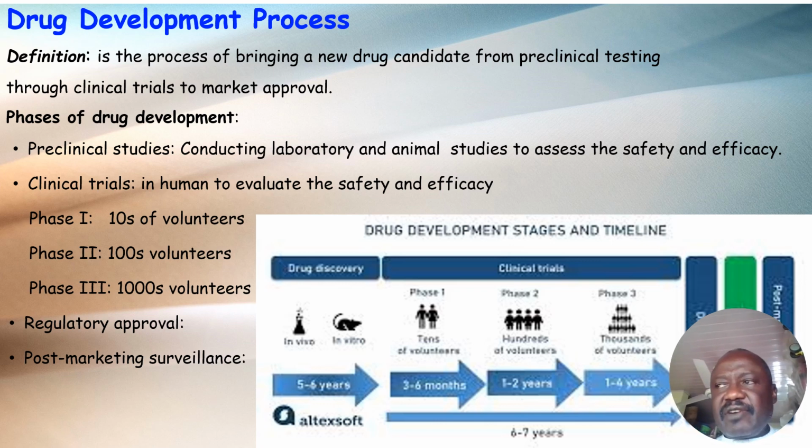Phase 2 involves hundreds, and phase 3 involves thousands of human subjects of all age brackets, race, and geographical background. The third level of development is regulatory approval. Once the drug has passed clinical trial, the documents from the clinical trial will be forwarded to regulatory agencies such as NAFDAC for review and approval.